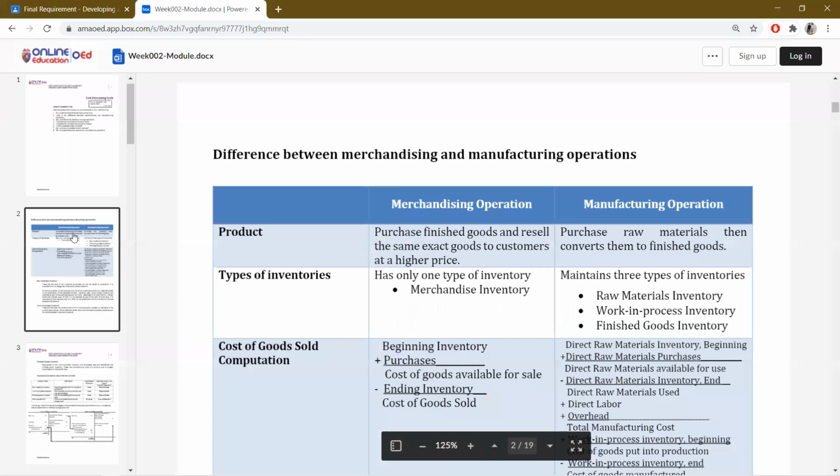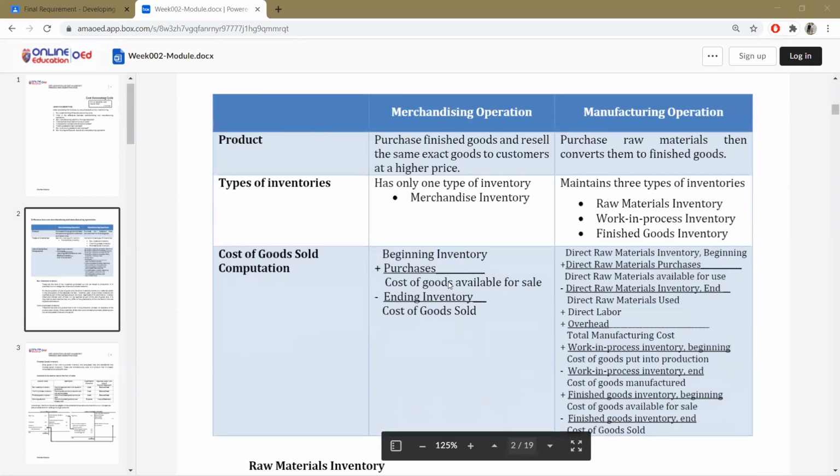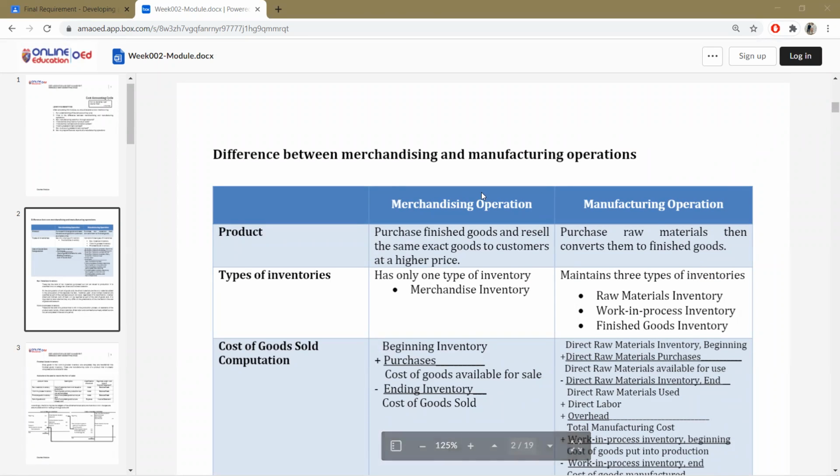Okay, so let's start. What are the differences between merchandising operation and manufacturing operations? Here are a few. The product in a merchandising operation is basically finished goods. It deals with buying and selling. As I have mentioned in our previous discussions, merchandising operations deal with buying supplies from the suppliers and then selling them to the customers in their original form.